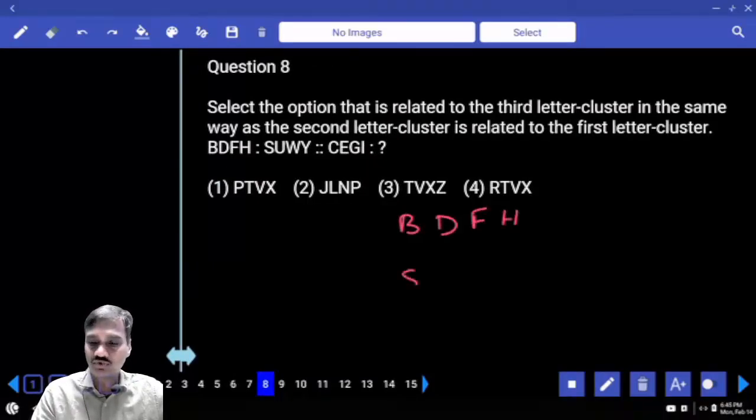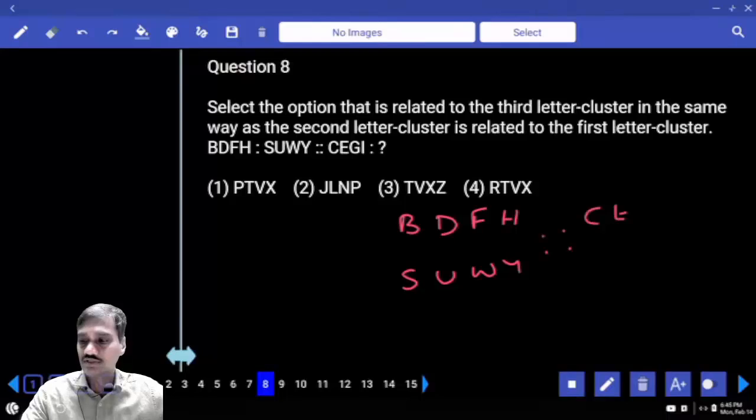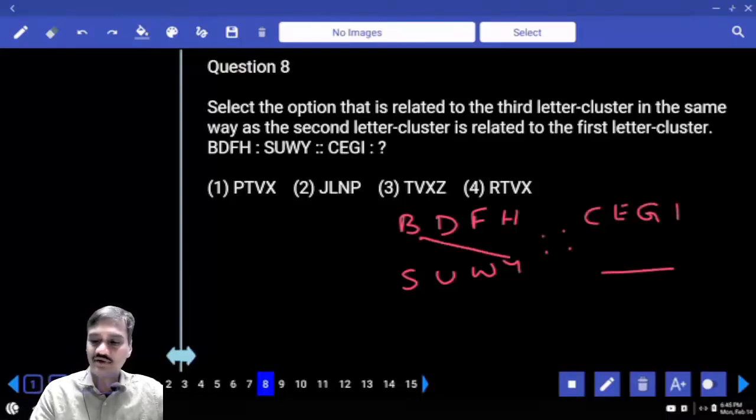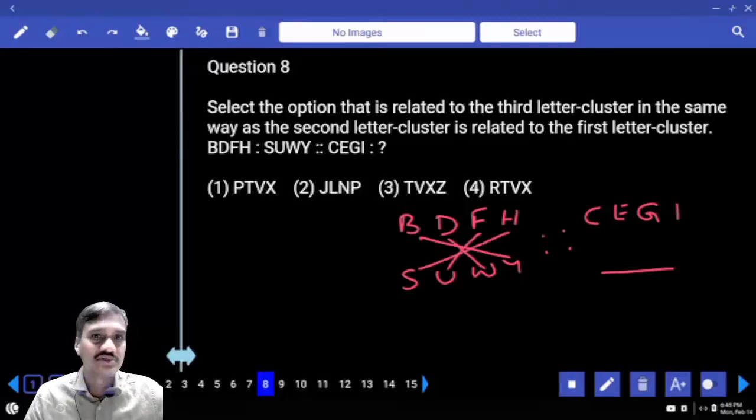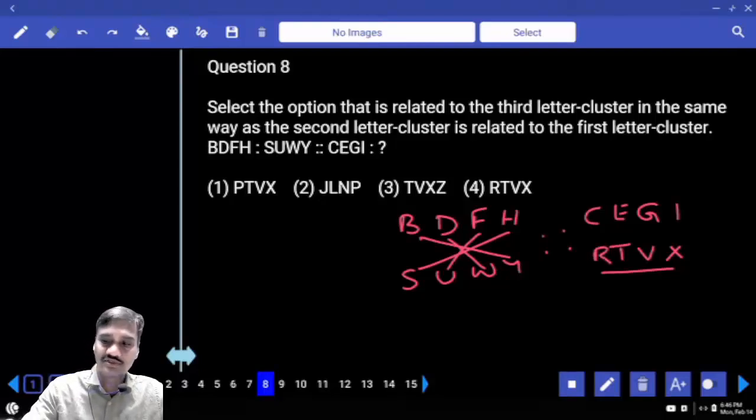BDFH, SUWY. And in the same way, CEGI. Then what should be the next one? Now B and Y are opposite to each other, opposite pairs. D and W opposite, F and U opposite, H and S opposite. Now the letters and their opposite pairs. And similarly for C, its opposite letter is X, E it is V, and G it is T, and I it is R. And so RTVX, choice for question number 8.